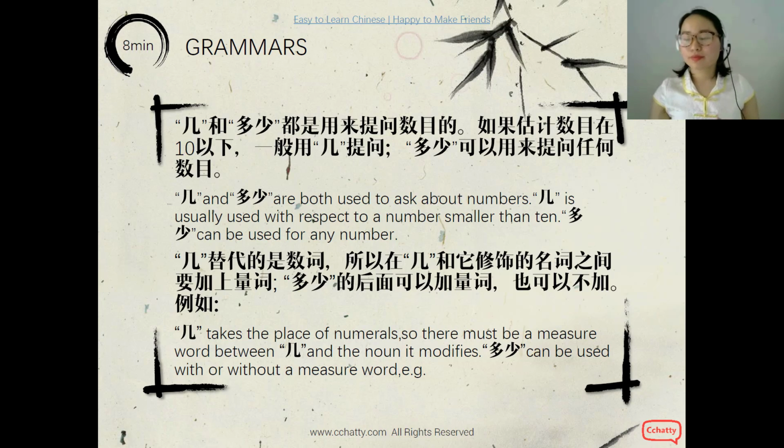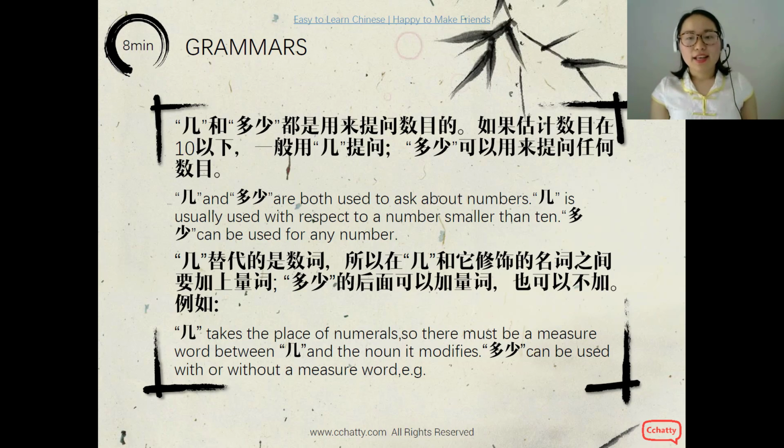For example, how many books do I have? It's 2, below 10. So I will ask you, 你有几本书？You have how many books? 几, the measure word, and the noun. 几 can't be used directly with the noun. There must be a measure word between 几 and the noun.